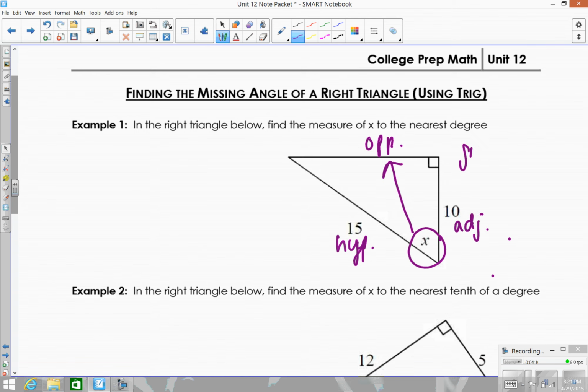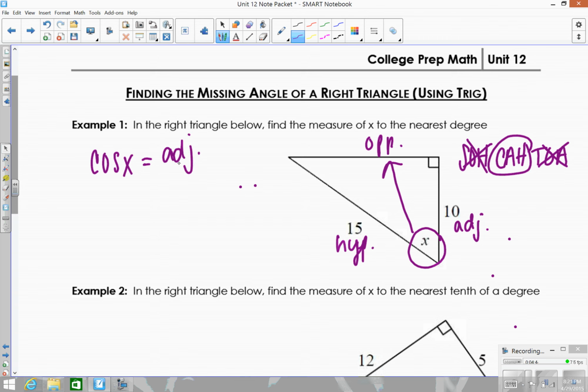When I think of this in terms of SOHCAHTOA, the thing that I don't have or don't want to use is the opposite. So I don't want to use anything with an O, which leaves me with CAH. That means I'm going to set up cosine. Cosine of the angle, which is x, which in the previous lesson was a number, this time is x because that's what we're trying to find, equals adjacent over hypotenuse. So cosine of x equals adjacent 10 over the hypotenuse, which is 15. Now I'm trying to get x by itself.